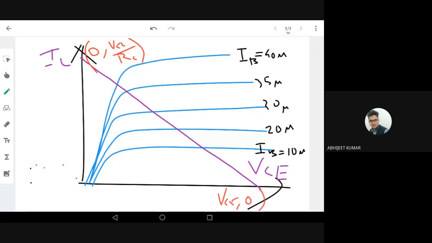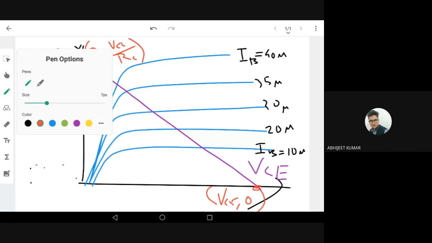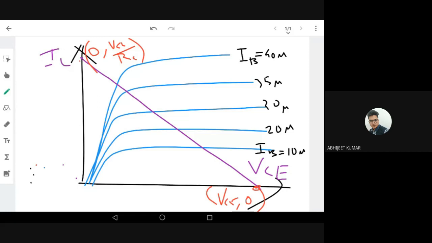Now our operating point will be lying somewhere. Ideally, I want my operating point in the middle of the load line. Here it is. This point may be good, or this point may be a good point. Or if there is a point something like this, that is also a good point. Now what is the change in the load line if we increase the VCC of a transistor?